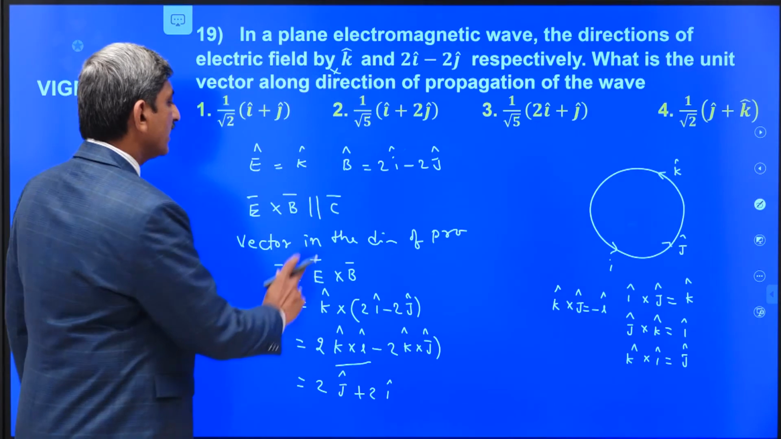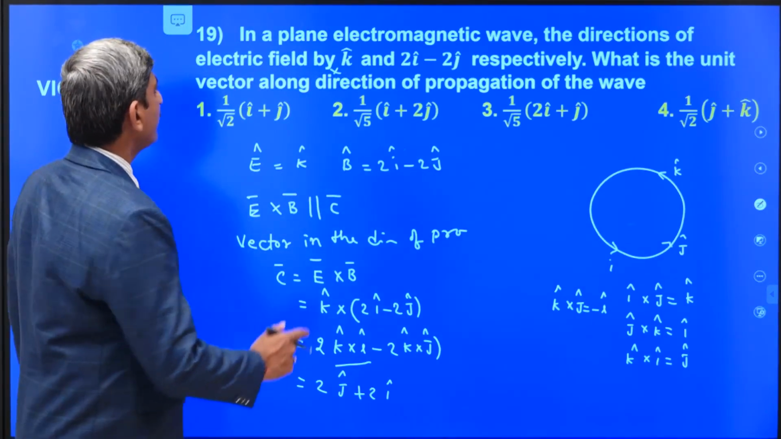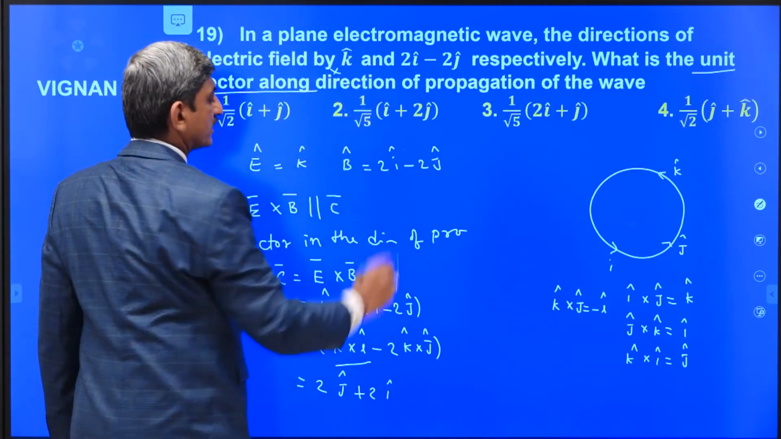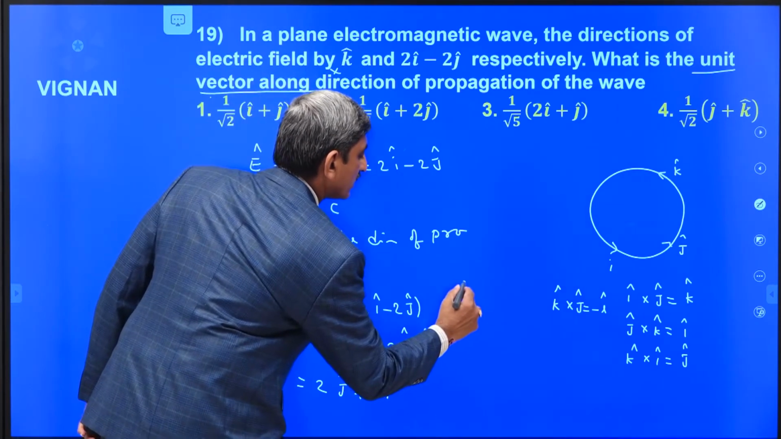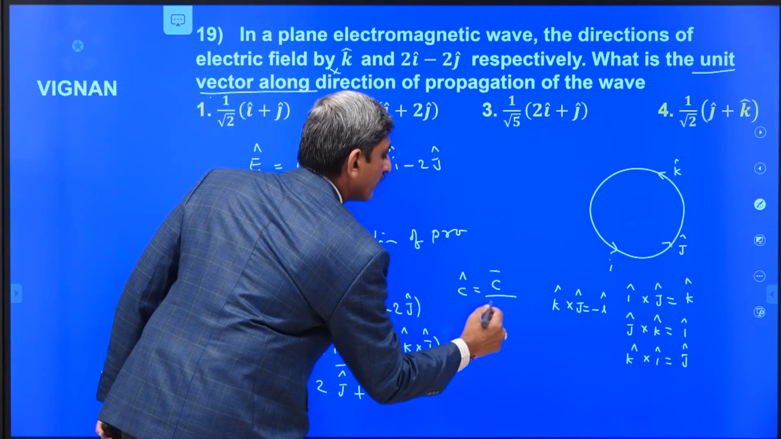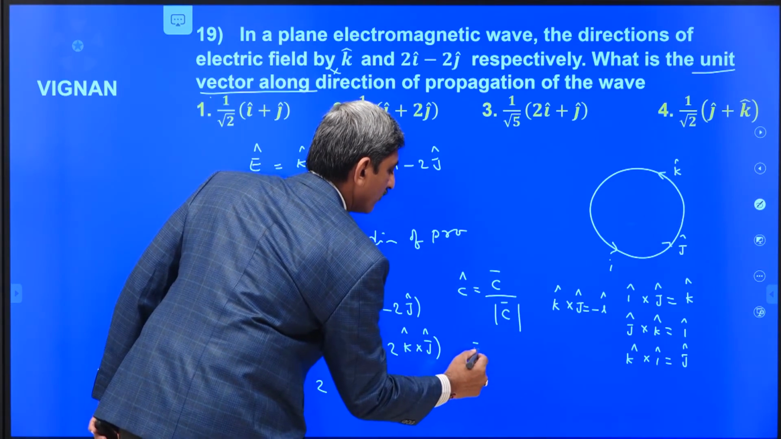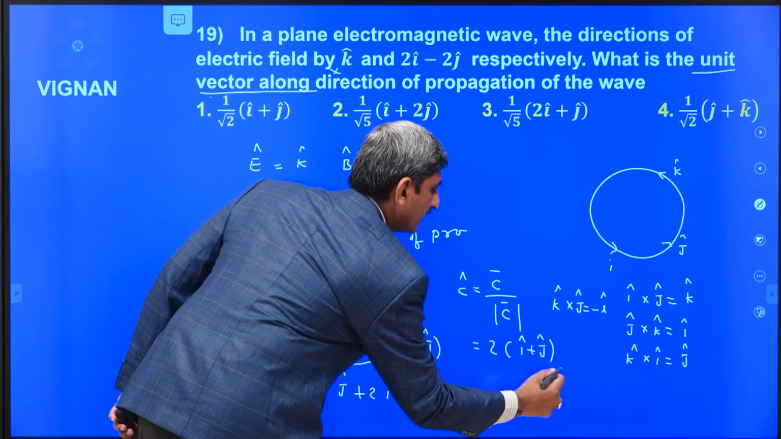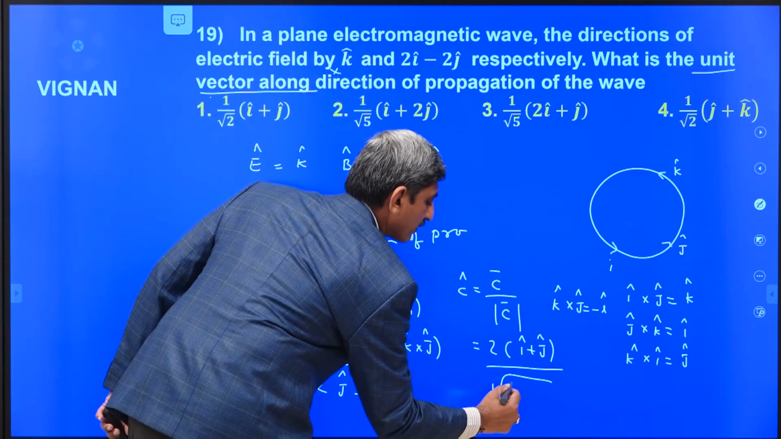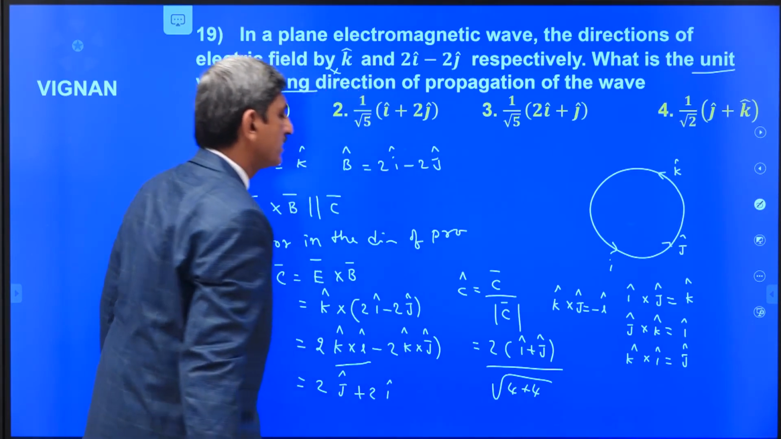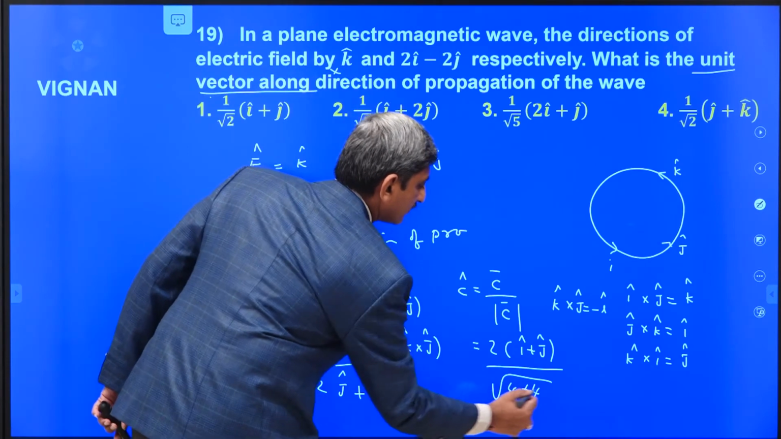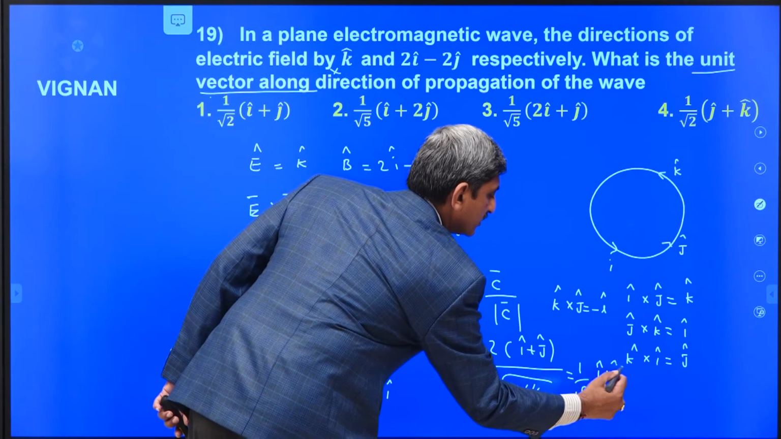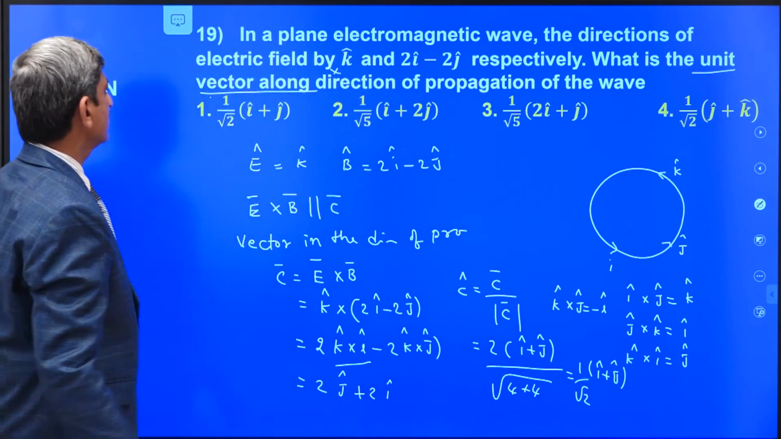Now, this is the vector in the direction of the propagation, but we want to find the unit vector along the direction of the propagation. The unit vector can be determined by the formula C cap is equal to C bar divided by modulus of C bar, which is equal to 2 times (i cap plus j cap) divided by root of 2 square plus 2 square, that is 4 plus 4. By simplifying that, we get 1 by root 2 times (i cap plus j cap). So your answer is 1.